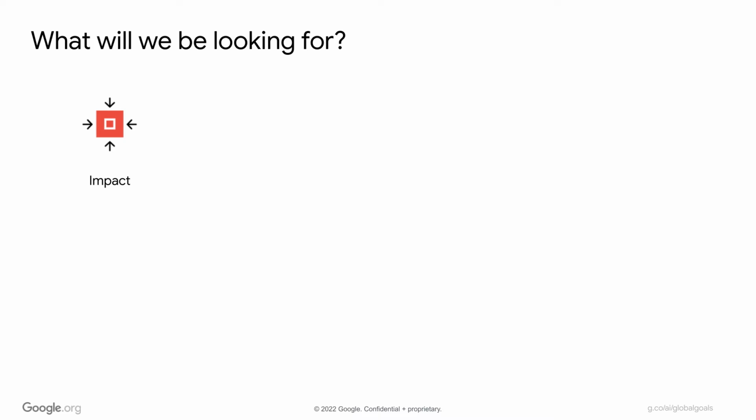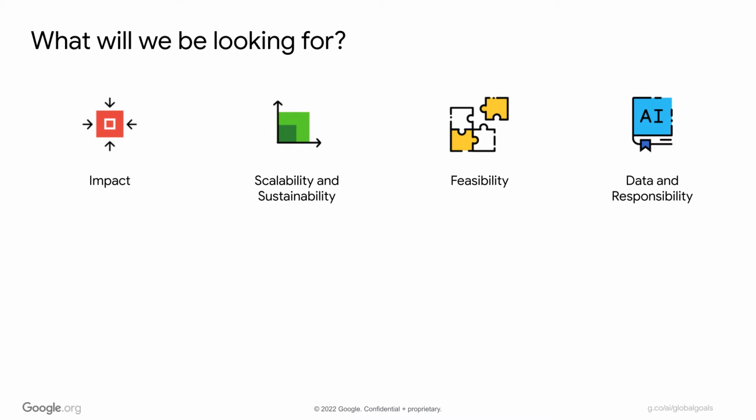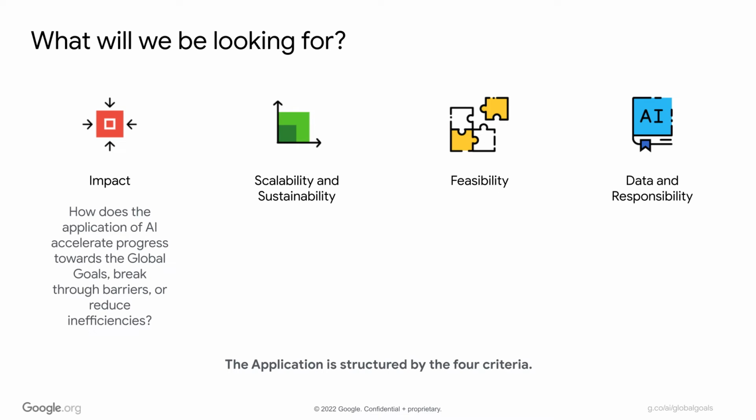Now, on to the evaluation criteria. We have four major criteria for this challenge: impact, scalability and sustainability, feasibility, and data and responsibility. We've structured our application questions by these four criteria, so you will always know what we're evaluating in every section. Within each section, we encourage you to consider and address considerations like, how does the application of AI in your project accelerate progress towards the global goals, break through barriers, or reduce inefficiencies?